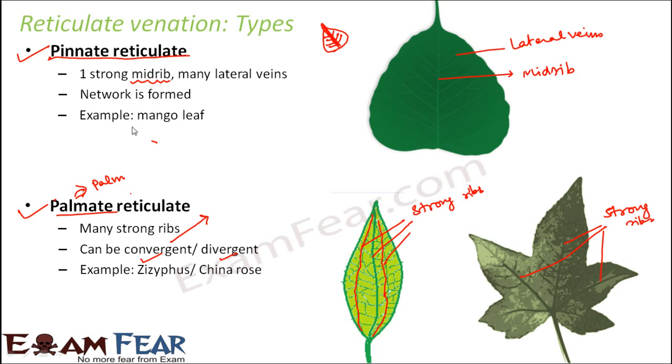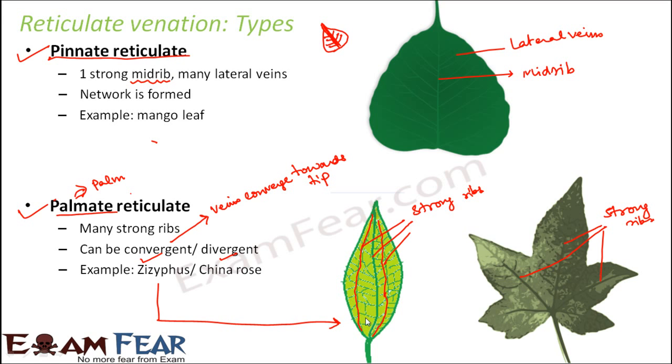So this means that all the main veins converge towards the tip. So the main veins converge towards the tip. So the example of a convergent palmate reticulate is Ziziphus. So this is how a Ziziphus leaf looks.